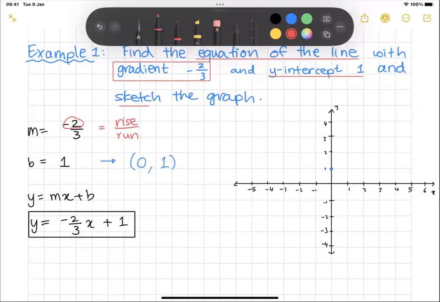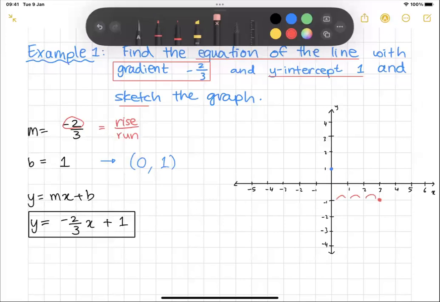And because it's -2, and negative means I'm going down, right? So down the y-axis, I'm going to go 1, 2. I'm going to stop there, but I'm not done yet. I need to have a run of +3. And the run is basically going from left to right. And because it's positive, I'm going to the right. 1, 2, 3. This is my second point here, which is (3, -1).